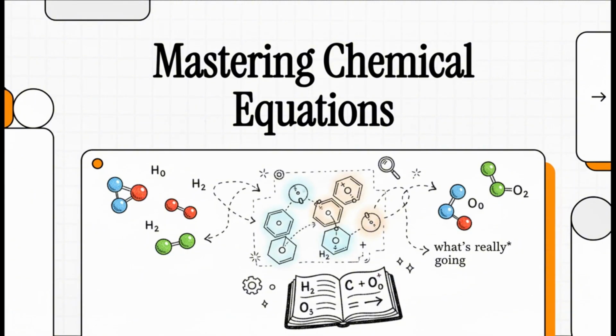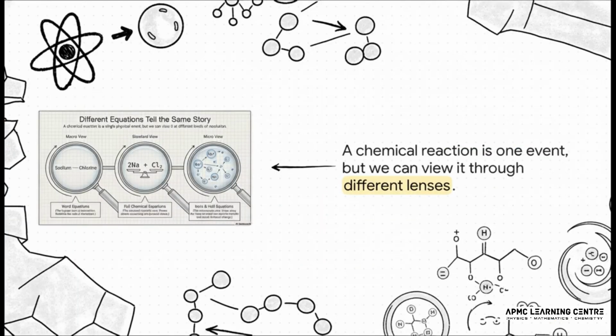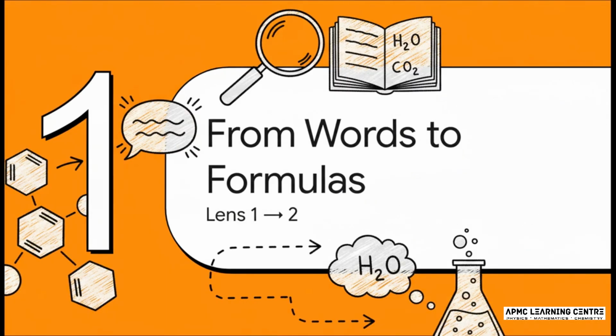Ready? Let's dive in. Okay, so the key to all of this is to think of any reaction like you're looking at it through 3 different camera lenses. It's one single event, but each lens tells a deeper part of the story. First, we have the macro view on the left, which is basically just the story in plain words. Then we zoom into the standard view in the middle. That's our full chemical equation. And finally, we get to the super close-up micro view, the ionic equation, which shows us the real nitty-gritty action. All right, let's start our journey.